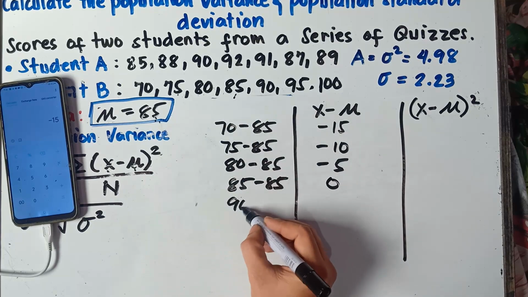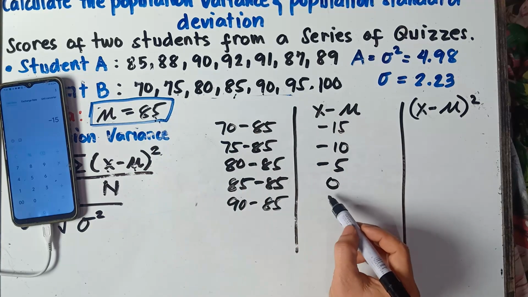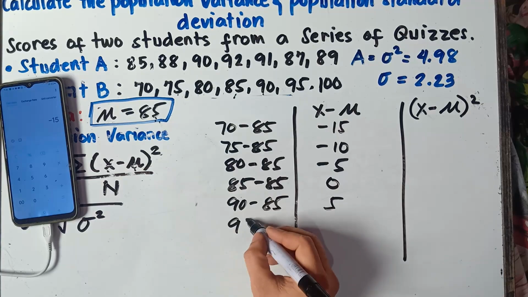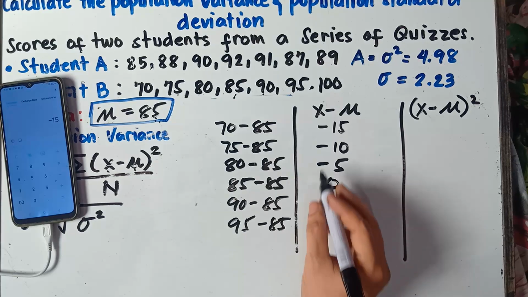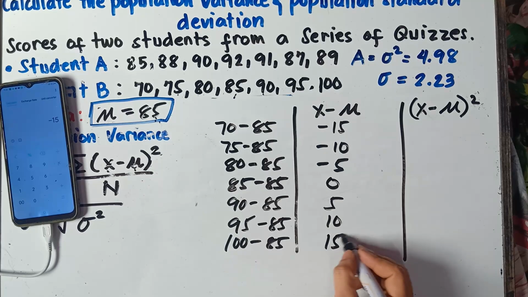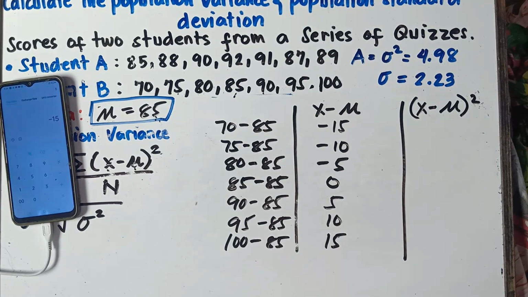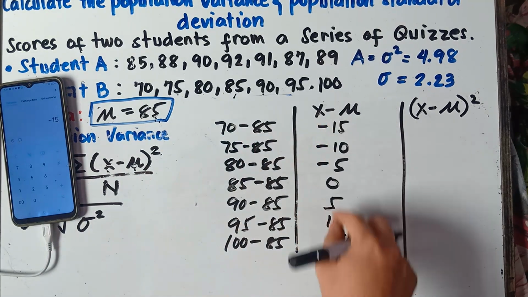And then 90 minus 85, that would be positive 5. Then 95 minus 85, that would be positive 10. And then 100 minus 85, that would be positive 15. Very easy, class, for student B because the mean is a whole number. So 70 minus 85 is negative 15, and so on.